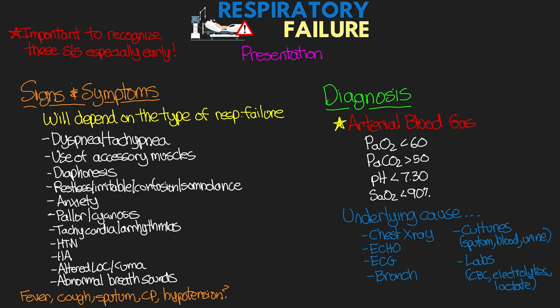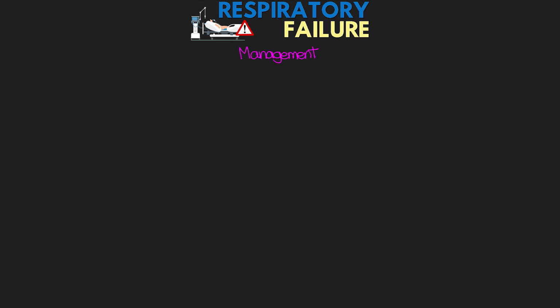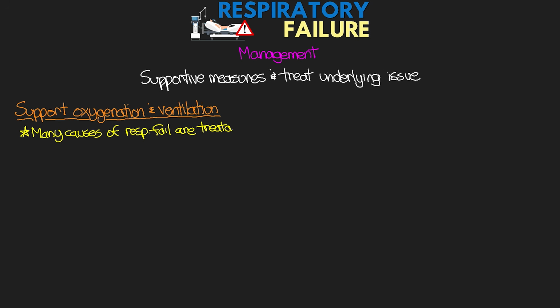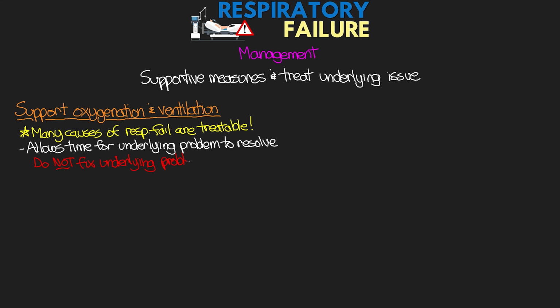And then finally, real quickly, I do want to cover the basic principles of management when it comes to respiratory failure. And really, our management of respiratory failure is going to be based on supportive measures and then treatment of that underlying issue. And so when it comes to our supportive measures, what we're talking about is really supporting oxygenation and ventilation. So many of the causes of respiratory failure are treatable, but will require aggressive support of oxygenation and ventilation to really allow time for the underlying problem to resolve. These supportive measures are not going to fix the underlying problem, but really buy time to identify them and then fix them. So we need to ensure proper oxygenation.